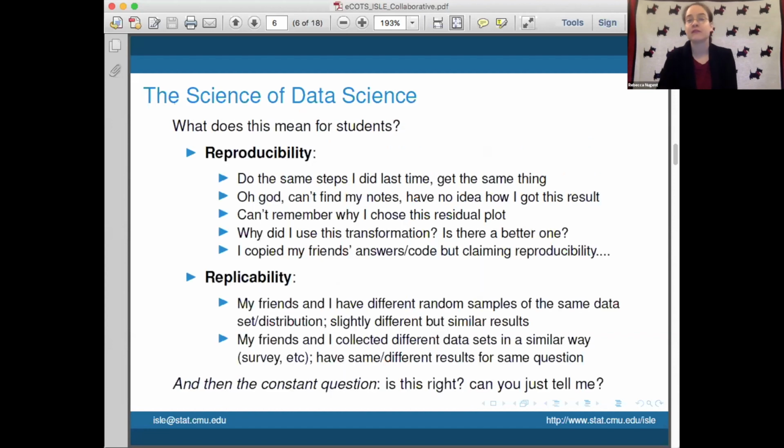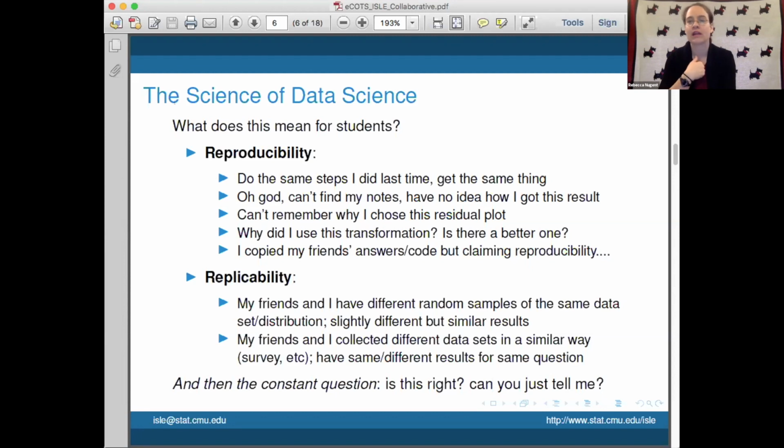So what does this mean for students? Well, when we try to talk to our students about this, we get probably similar things to what you might get. For example, when we think about reproducibility, they get the idea, well, I'm going to do the same steps I did last time, I'm going to get the same thing. But this is the kind of stuff we hear. Oh my God, I can't find my notes. I have no idea how I got this result.